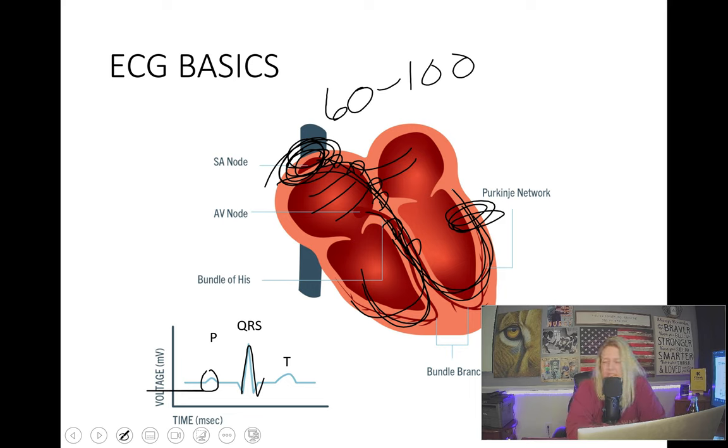If you've looked at that EKG paper, the telemetry paper, you know there's little teeny tiny boxes on there. If you've never looked at it, next time you're in the hospital or someplace, look at a patient's chart. I guarantee you they're going to have an EKG in there somewhere. Look at the EKG paper and find those little small boxes. Each small box represents a period of time, and it represents 0.04 seconds. That's 4/100ths of a second.